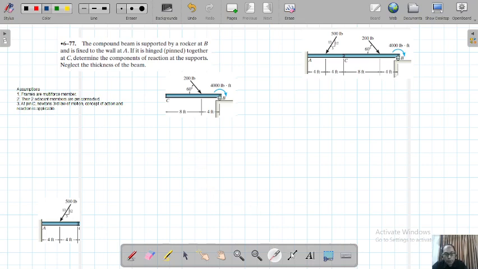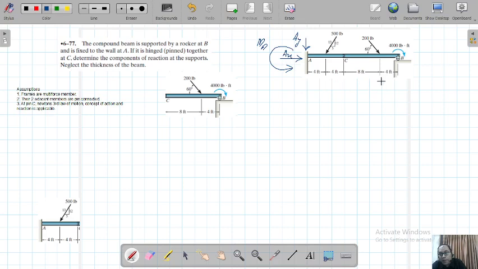If you look at it here, there will be four unknowns, and we can assume that one of the unknowns will be this. We can assume this is an unknown, and since it is a fixed support, it will also have a moment. So we will say this as MA, this will be AY, this will be AX.